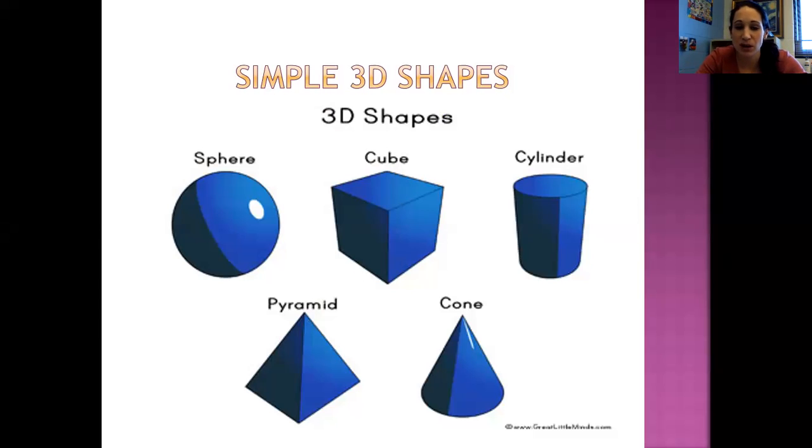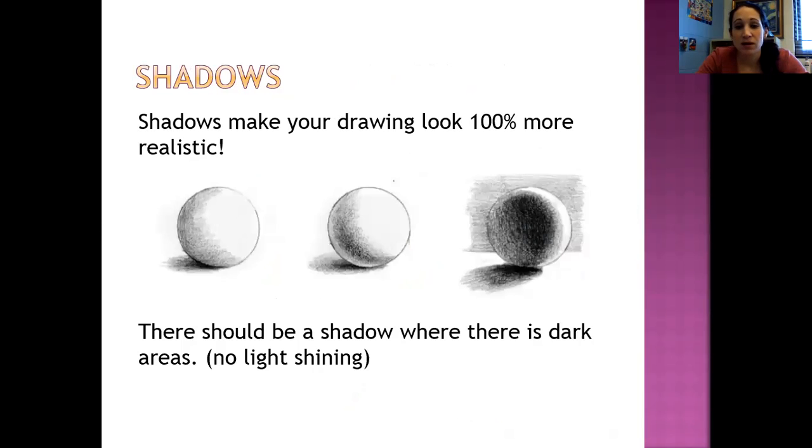Here are some simple 3D shapes. One of the main ways to make your drawing look realistic is to start by drawing a 3D shape. Depending on what your object is, you would choose which shape that is. So there's sphere, cube, cylinder, pyramid, cone. Those are just a few of the main 3D shapes. Another thing that makes your drawing look more realistic is shadows. We talked about this last time. Shadows make your drawing look 100% more realistic. And there should be a shadow where there are dark areas, where no light is shining on those areas. That's where the shadows come in.